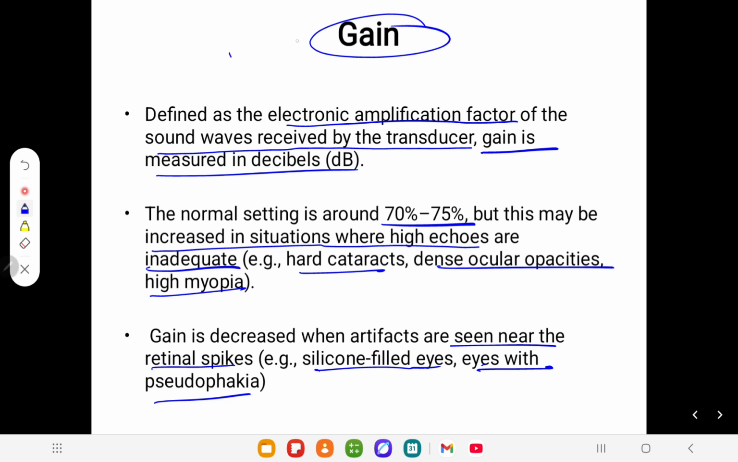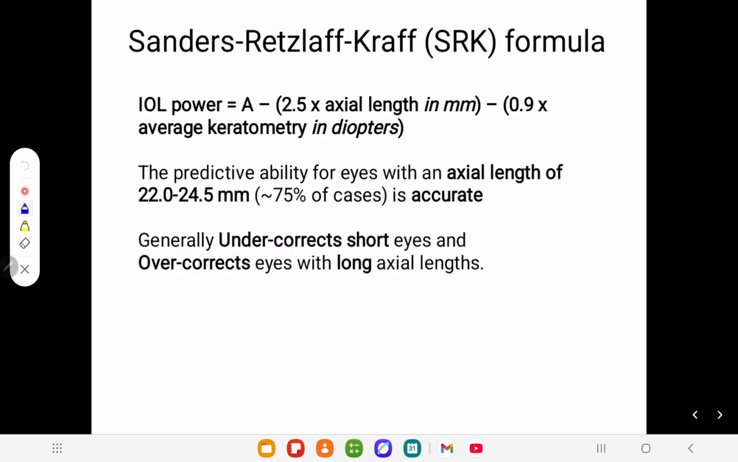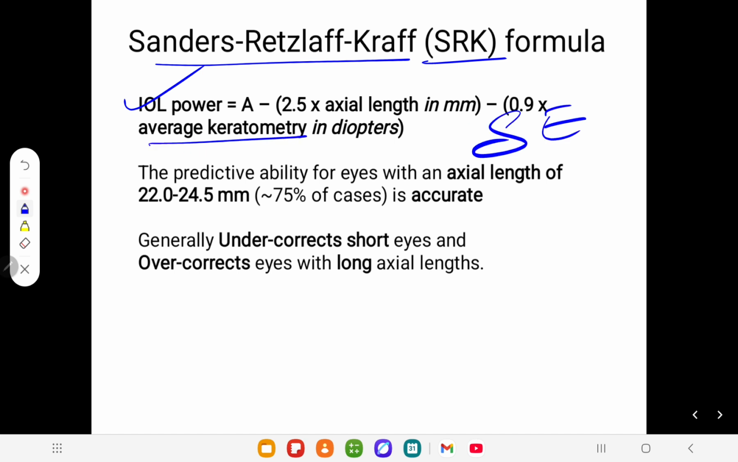Okay, this is important whenever you are trying to find out the axial length by basic ultrasonography. So this is the main formula, isn't it? SRK: Sanders, Retzlaff, and Kraff. Basically, these are three scientists. The SRK formula is a very high-yield formula. So IOL power is A minus 2.5 times axial length minus 0.9 times average keratometry. Why average keratometry? I have already discussed it: it's the circle of least confusion, the spherical equivalent.